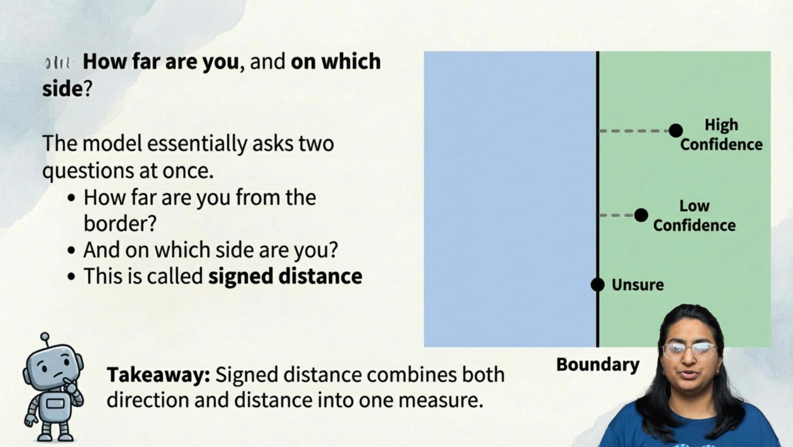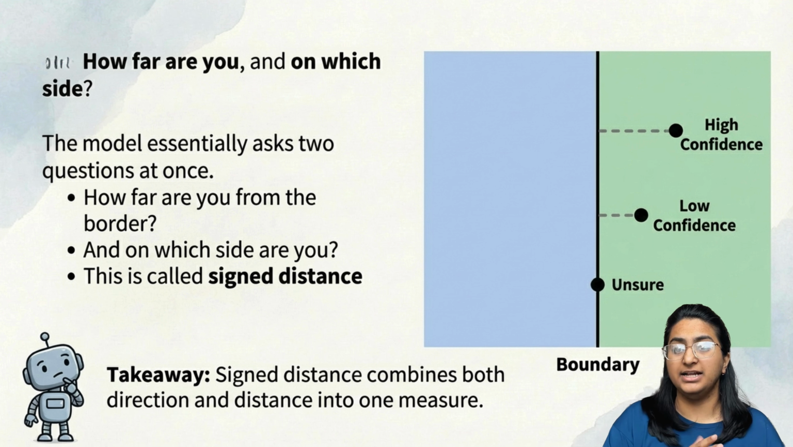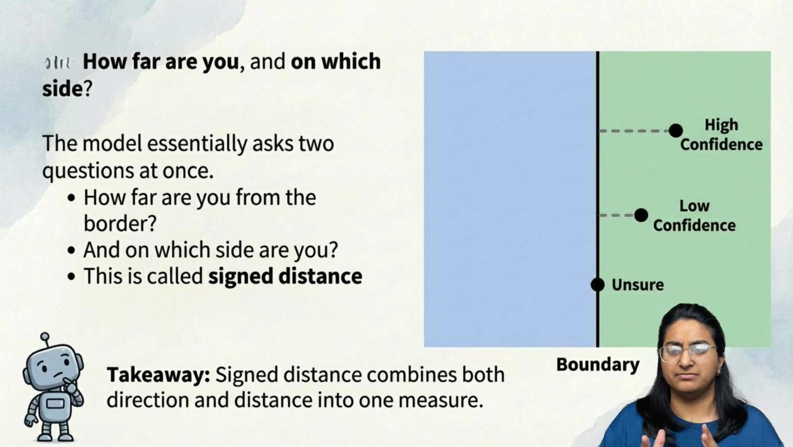Let me combine these two questions. Which side are you on? How far are you from the boundary? When we combine both, we get a very useful idea. We call it signed distance. It tells us both direction, which side, and distance, how far. So signed distance is like a full location answer. Not just where, but also how safely inside. If signed distance is very small, what does that mean? This means you are close to the boundary.